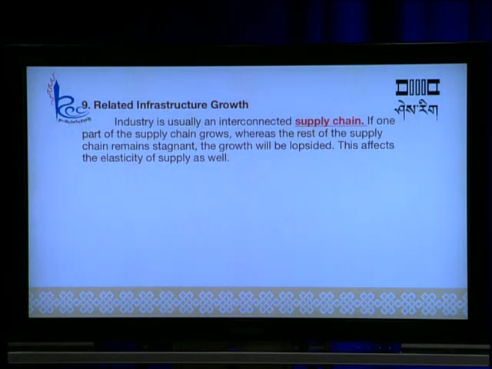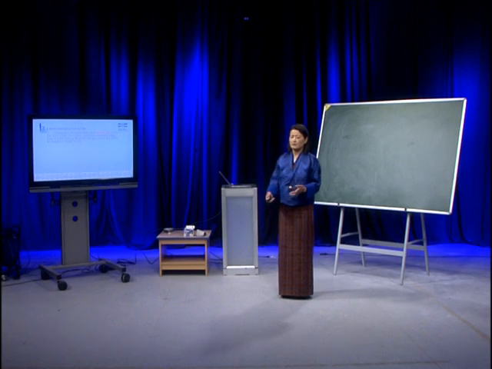The ninth factor is related infrastructure growth. This factor talks about the growth in infrastructures that are required in producing a particular commodity and then distributing that commodity. Industry is usually an interconnected supply chain. So, you can see a new concept here, that is supply chain. A supply chain is a network of individuals, activities, resources, and technologies that are involved in producing a particular commodity and then distributing that commodity in the market. So, it is a network.